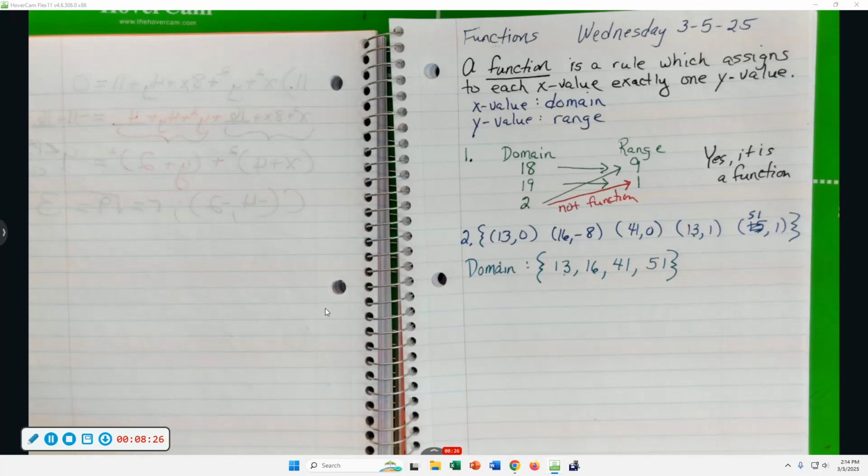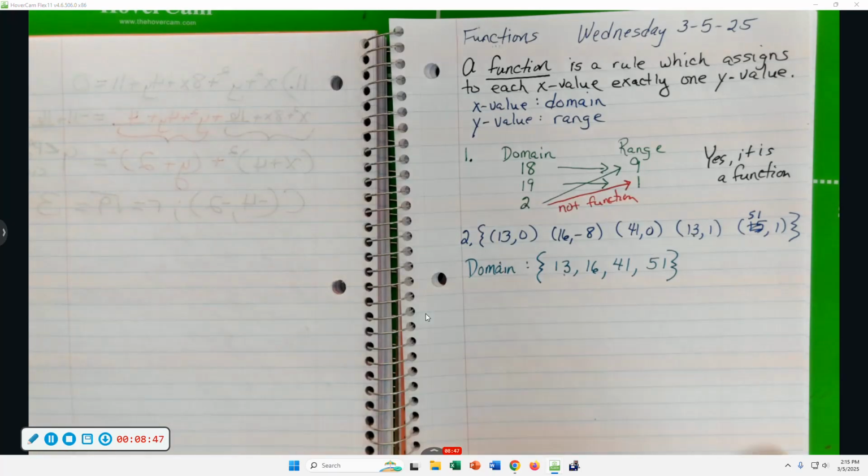The reason is the domain just tells you which numbers are being used. It doesn't tell you how often they're used. It's just these are the numbers that are used as x. It doesn't indicate the frequency of the numbers. Okay, the range: which numbers are used for y.